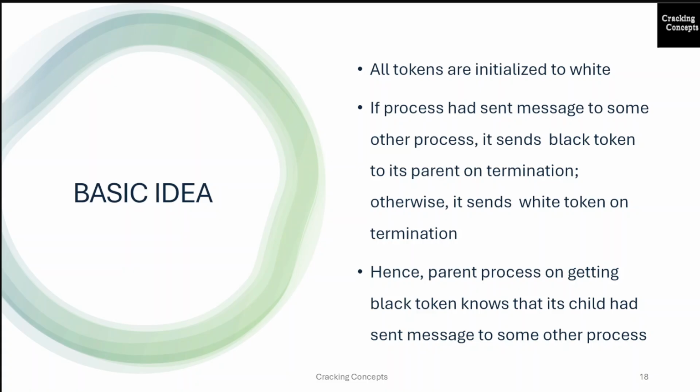All tokens are initialized to white. If a process had sent a message to some other process, it sends a black token to its parent on termination. Otherwise, it sends a white token on termination. Hence, the parent process, on getting the black token, knows that its child had sent a message to some other process.